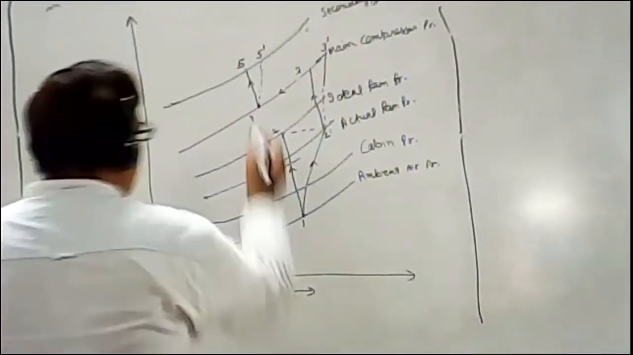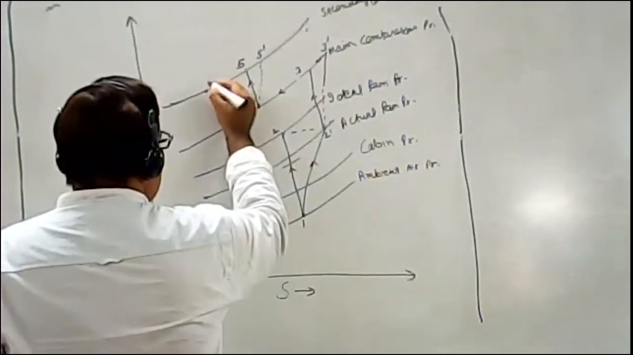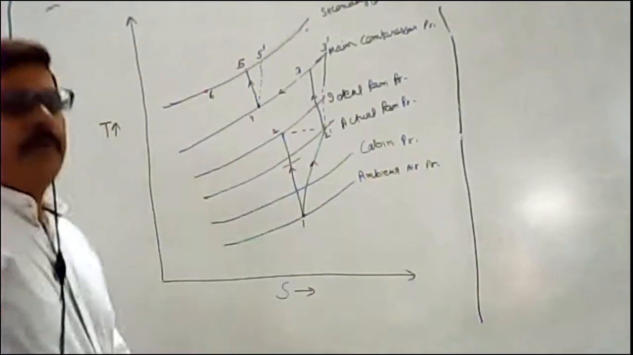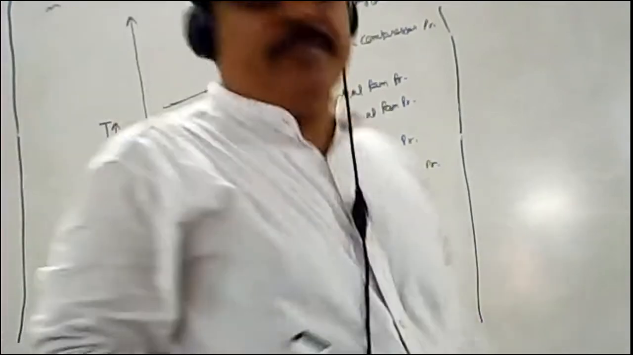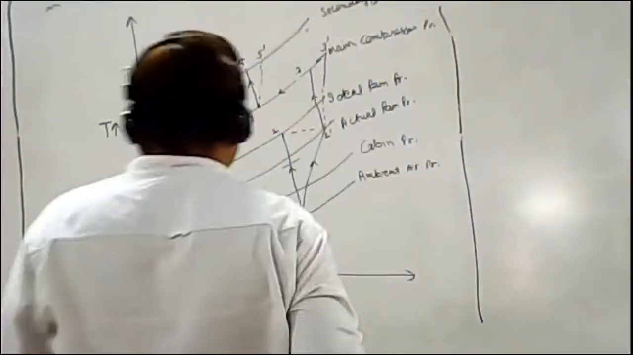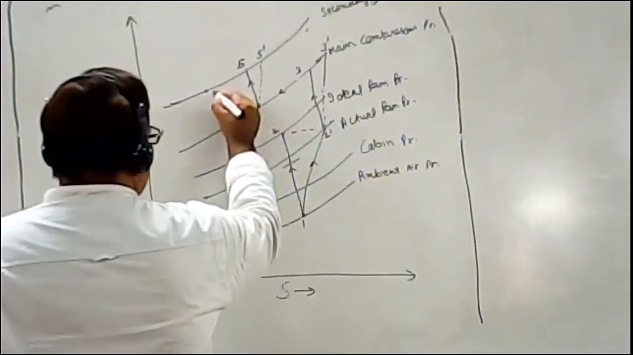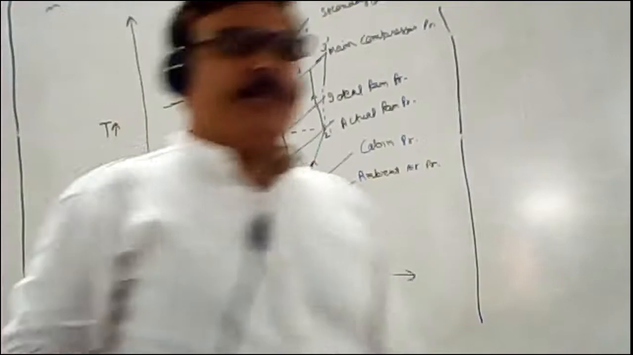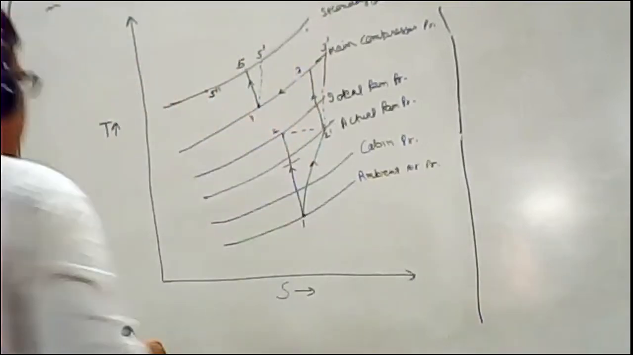After this, it will pass through the second heat exchanger, 5 dash to 6, or you can also write it as 5 double dash. For the second heat exchanger, you can write 5 double dash.